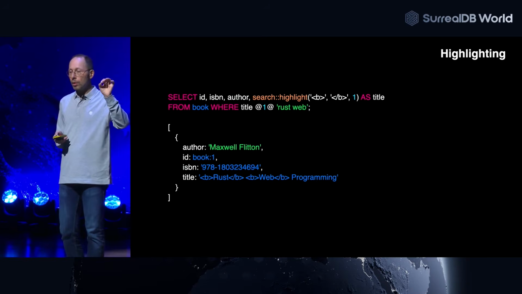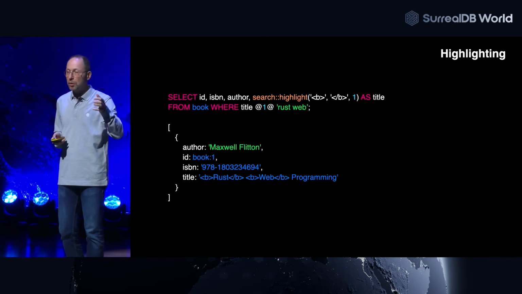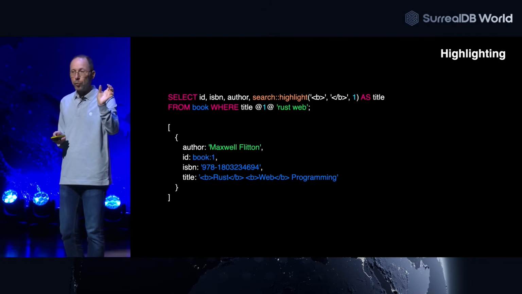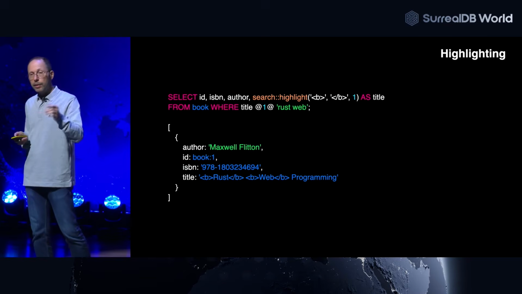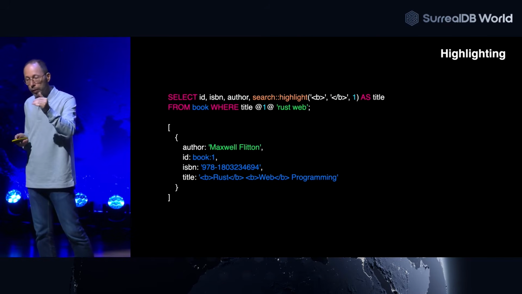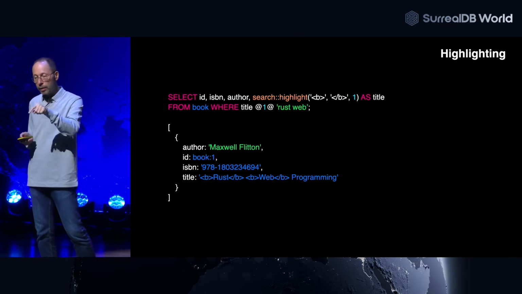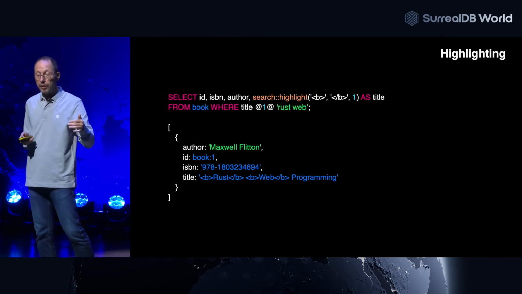You put a tag, an HTML tag, but it could be anything else. It's just a sequence of characters. The first one is what we put before, the second one what we put after, and the one is the reference to the match operator. In the title, you can see that now REST web programming has changed a little bit and the highlighting has been added.